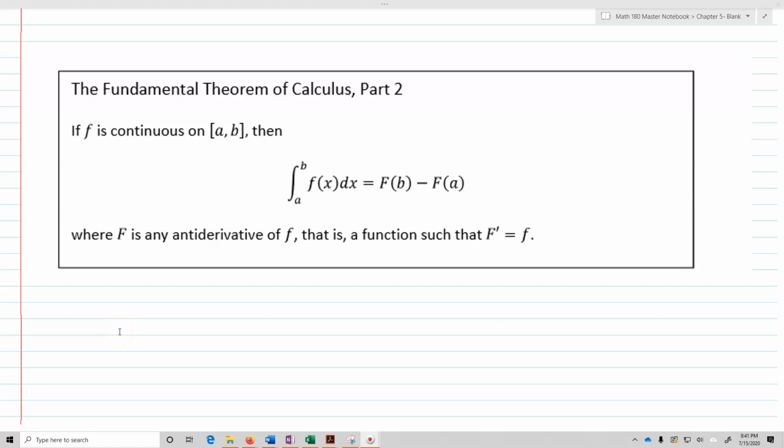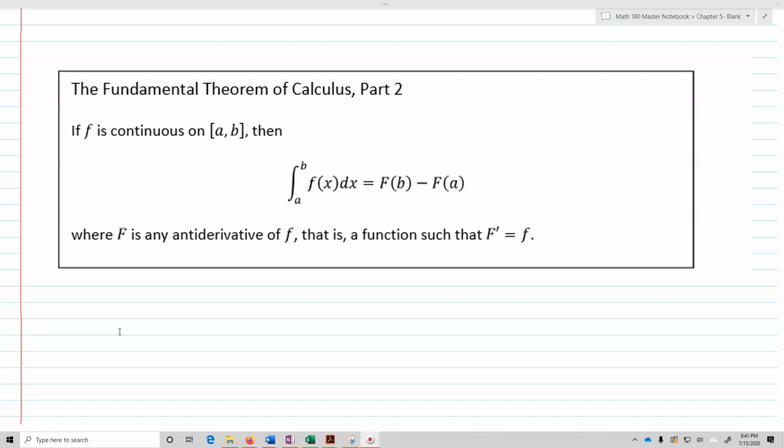So now I want to talk about the fundamental theorem of calculus, part two. The second part of the fundamental theorem of calculus establishes the relationship between the integral and the antiderivative. What that means is that essentially the integral is the antiderivative, established at a set of bounds. All right, so let's look at the statement here.